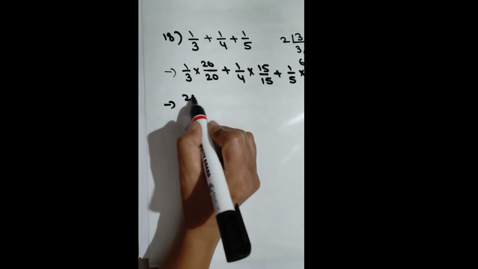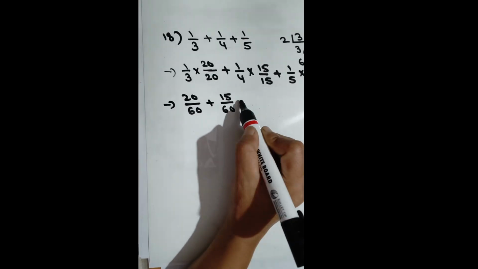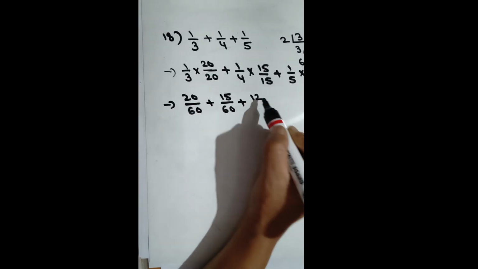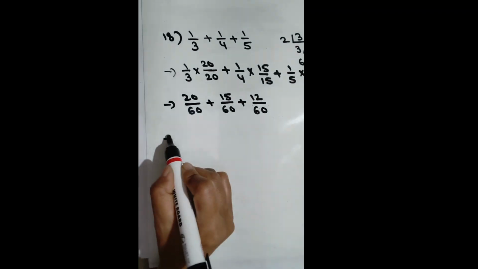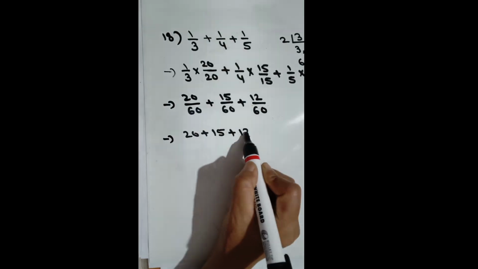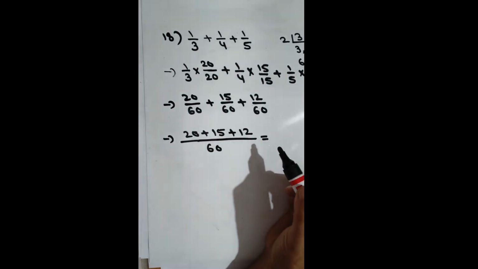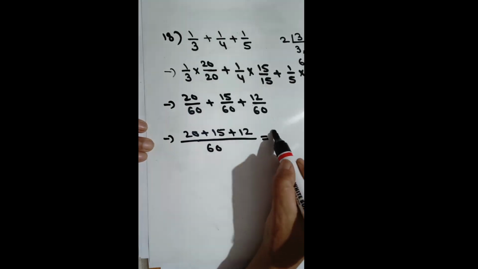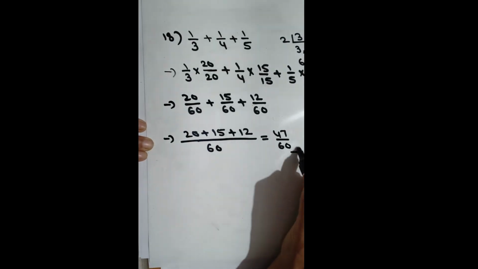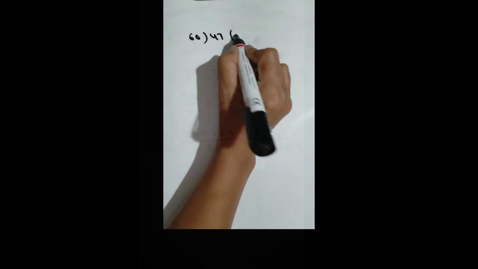So 1 by 3 is multiplied by 20 by 20, 1 by 4 is multiplied by 15 by 15, and 1 by 5 is multiplied by 12 by 12, which gives you 20 by 60 plus 15 by 60 plus 12 by 60. Now the denominator is the same. So we just add the numerators, that is 20 plus 15 plus 12 divided by 60, which gives you 47 by 60. But they are asking to find it in decimal. So for this, we have to divide 47 by 60. Let's try this.